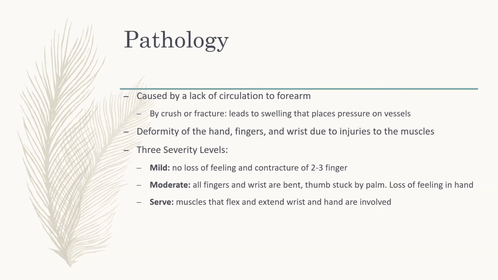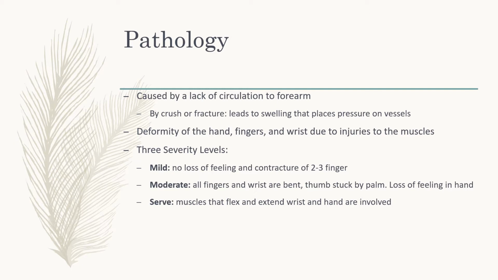Pathology. Volkmann's contracture is caused by a lack of circulation to the forearm, by a crash or fracture, which leads to swelling that places pressure on the vessels. There is a deformity of the hand, fingers, and wrist due to injuries to the muscles.